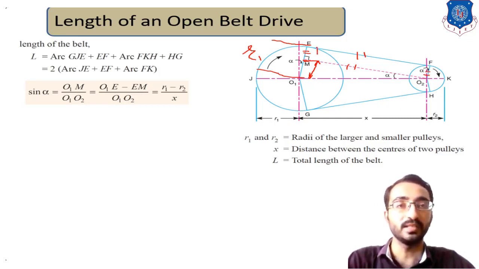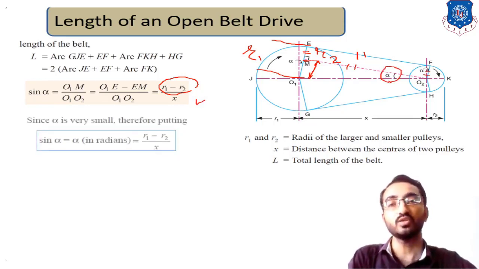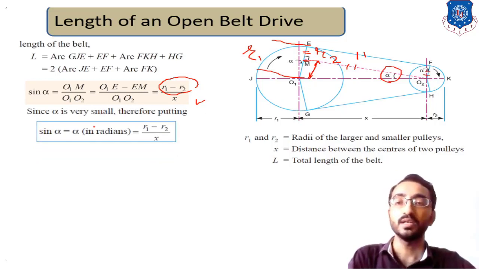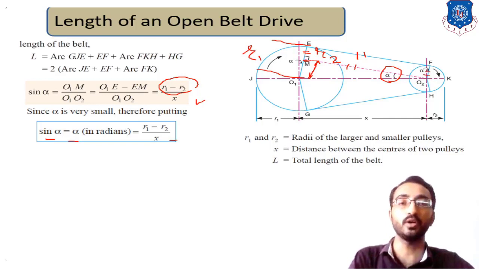So this vertical distance is similar to this one, which is R2. Now the remaining distance can be obtained by R1 minus R2 divided by x. This equation will give you the value of sine alpha. Over here we can observe that this angle is very small, so if alpha is a very small amount, then sine alpha is equal to alpha, and that's why your final equation is alpha equal to R1 minus R2 upon x.